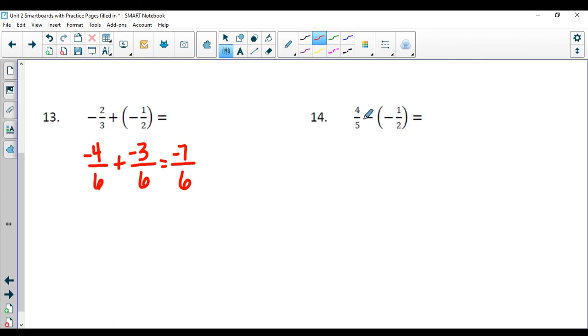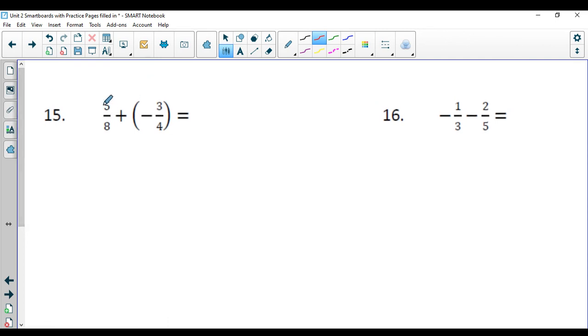In number 14, I see minus. Integer rules, that turns into a big old plus. So 5 and 2, we need to create a denominator of 10. This will become 8/10. This will become 5/10. 8 plus 5 will give me 13. And tenths for my denominator. Go ahead and leave that improper.